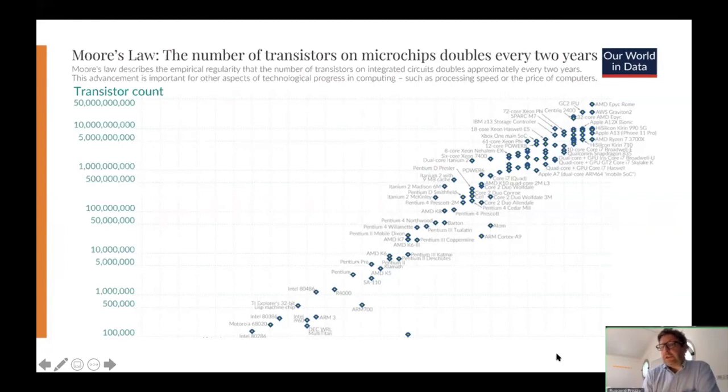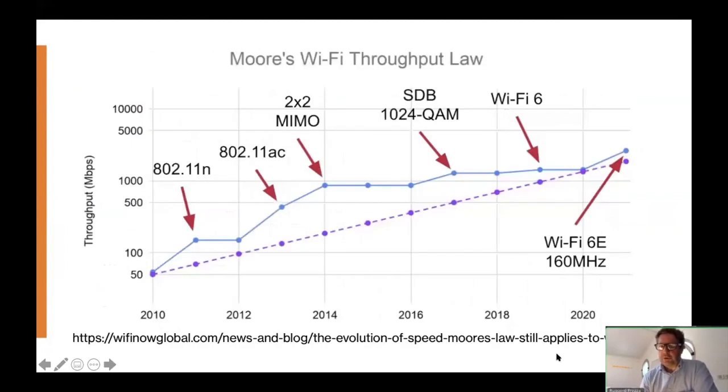But what is interesting also is that in these years, Moore's law appears to be valid also for connectivity, for example, for the bandwidth of wireless communication. This is a semi-log plot of the bandwidth of Wi-Fi in the past years, which I just got from the Wi-Fi Now global site.